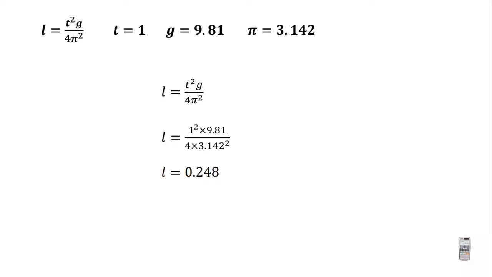Once again, if you watch the video on approximation, I explained in detail how you can do that manually and how you can also use your calculator to do it. If you don't understand this, watch that video and it was explained in detail there. So we've been able to make L the subject of the equation, and we have also been able to find L when T is equal to 1, G is equal to 9.81, and pi is equal to 3.142.